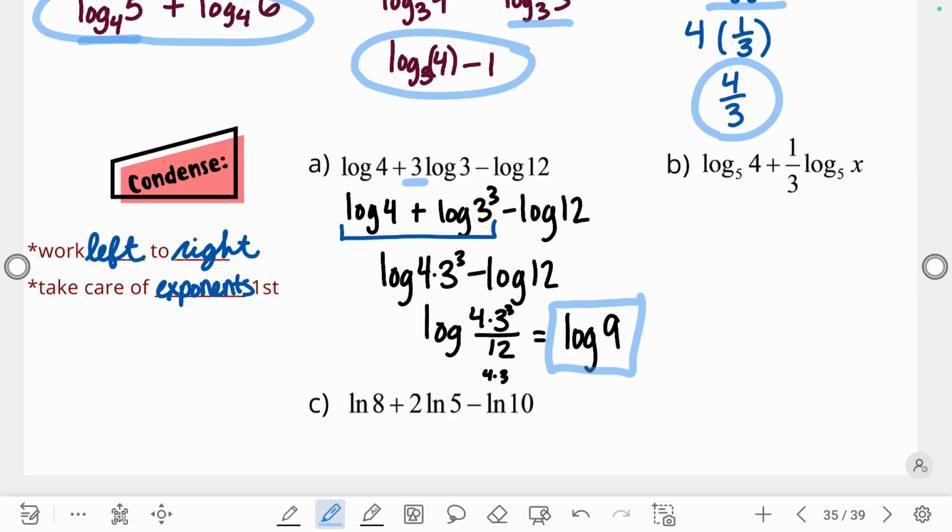Okay, let's try another one. Let's try B. This time we have 2 logarithms, and feel free to pause the video here and see if you can attack it. See if you know what the first step would look like, and then come back and I'll help walk you through it.